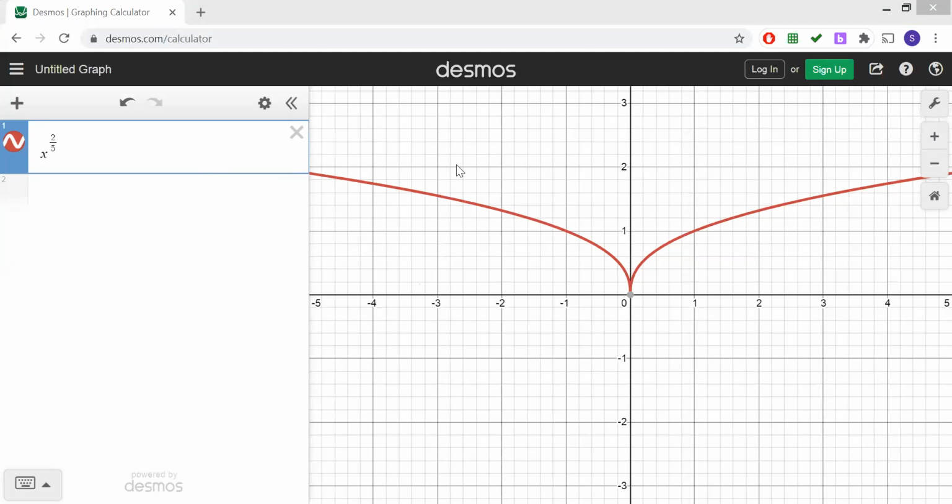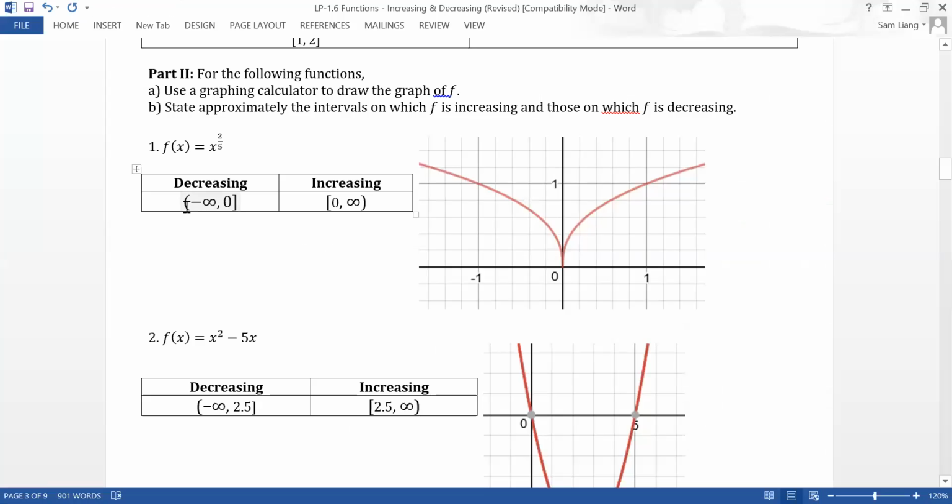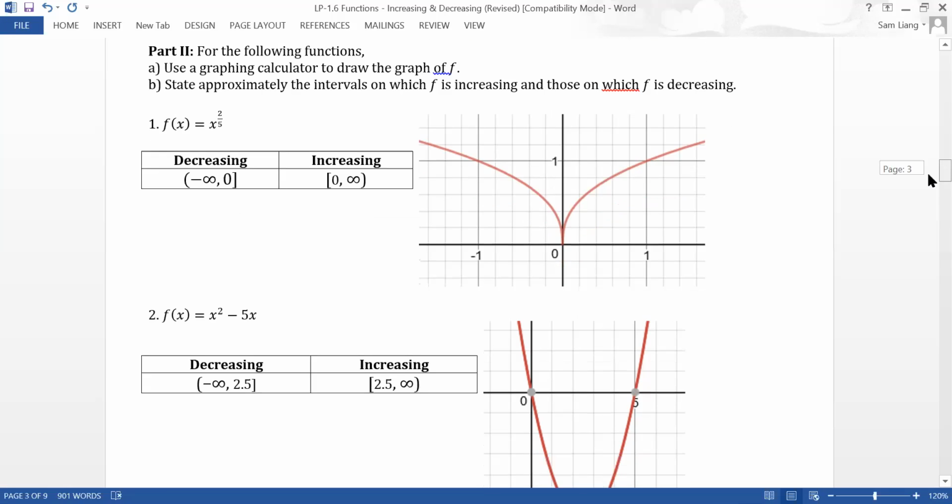But yes, you can see the answer right here, right? Negative infinity to 0. And just remember to include your turning points in the interval, so brackets around the 0, right? And then increasing 0 to infinity. All right, it's followed up by question 2, x squared minus 5x, just a parabola, right?